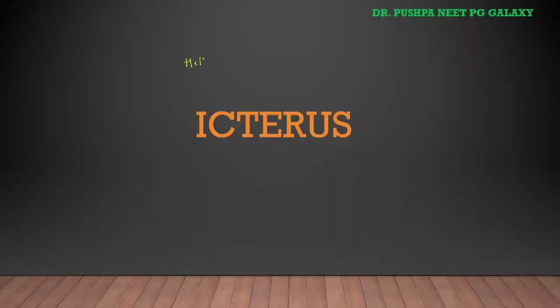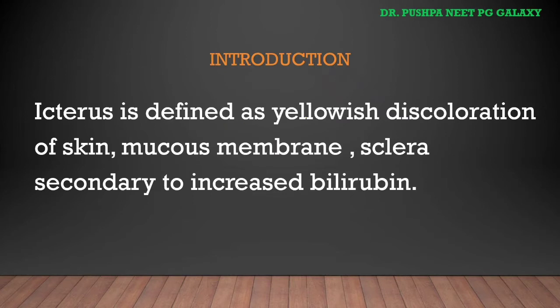Hello friends, let us discuss a small topic, that is icterus. Icterus is defined as yellowish discoloration of skin, mucous membrane, and sclera secondary to increased bilirubin levels.